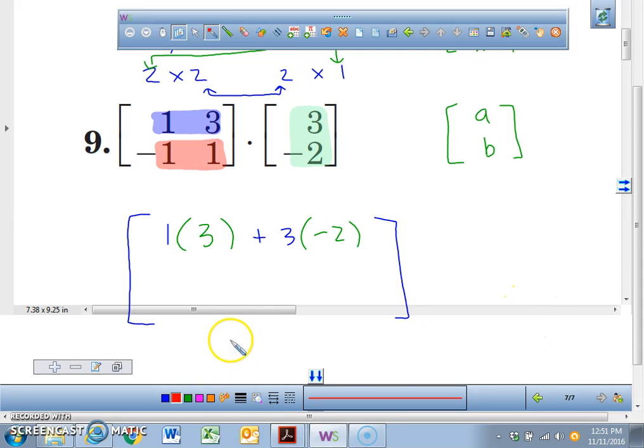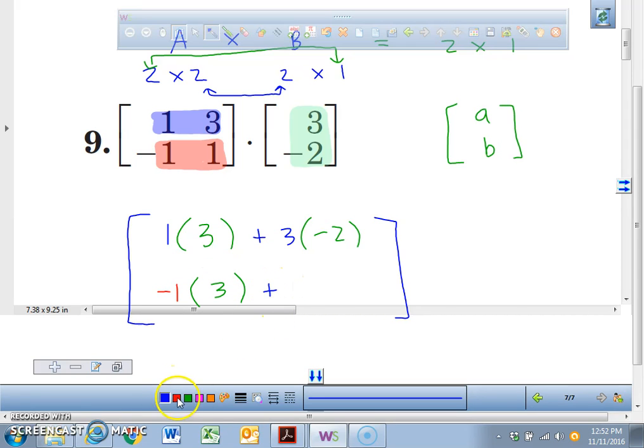Now I'm going to drop down to the second row. What number am I starting with in the second row? -1. So put a -1. What's -1 going to be multiplied to? 3. The 3.